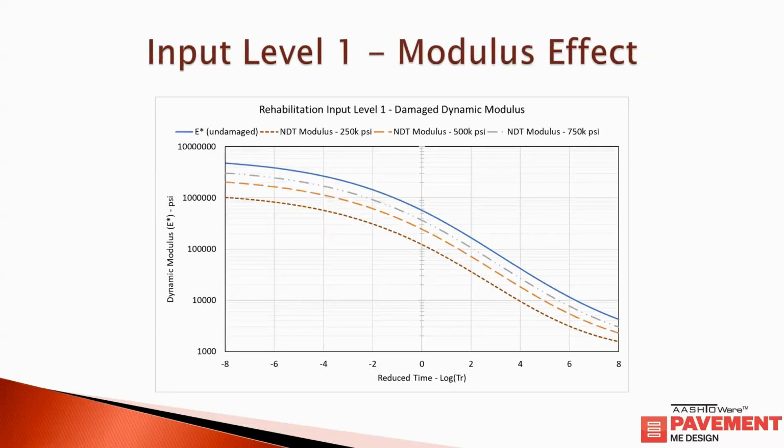And then while keeping the temperature constant, now we're looking at the modulus effect. So it's just similar. I think I used a temperature of 70 degrees here. And then as you have your 250 KSI, 500 KSI, and 750 KSI, depending on the temperature, that's going to adjust your modulus. Now, this is only for level 1.